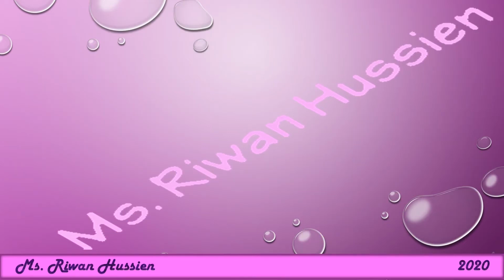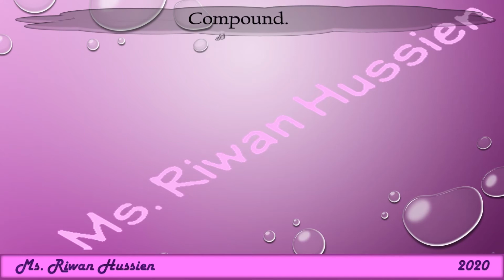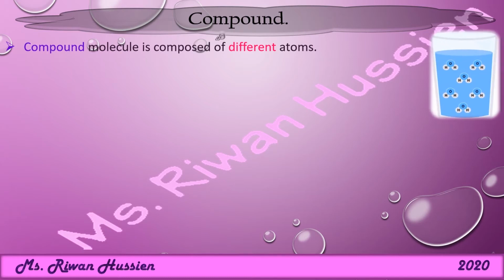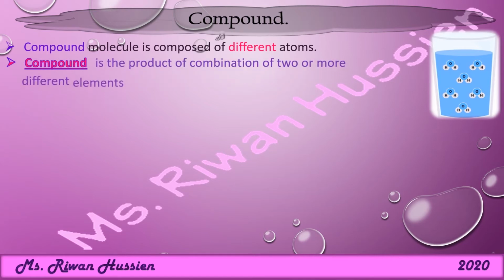Now, let's move to the compound. As we said before, the compound molecule is composed of different atoms. For example, the water we drink is a compound containing 1 oxygen atom and 2 hydrogen atoms. So, we can define compound as the product of combination of 2 or more different elements.